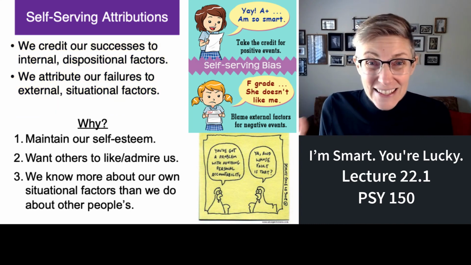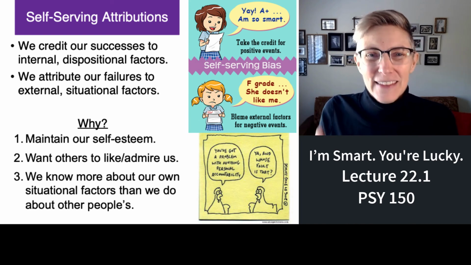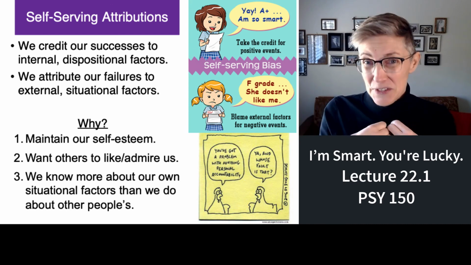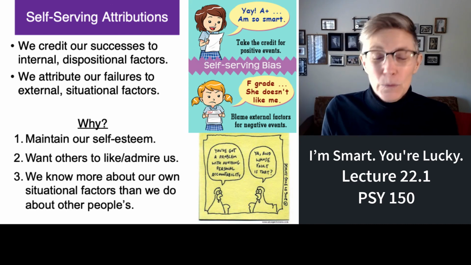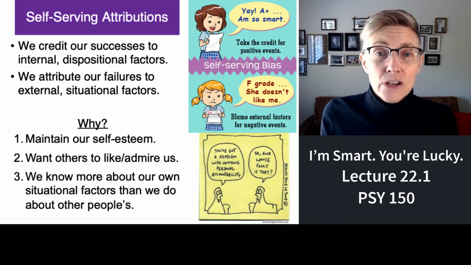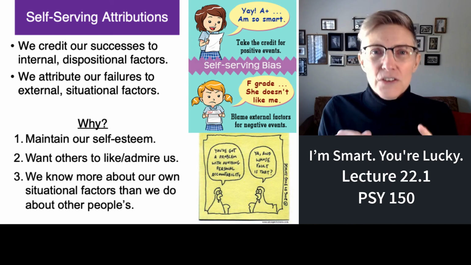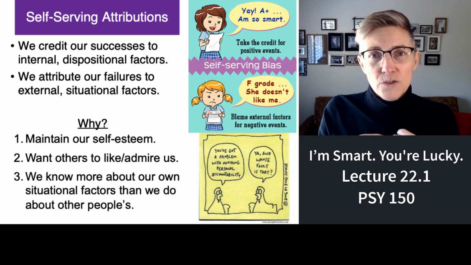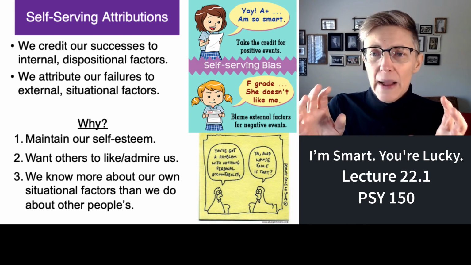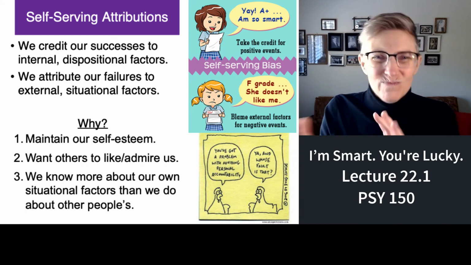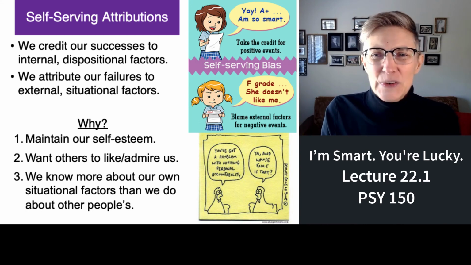Why do we do this? Why are we so biased in this way? And you watch. Just hang out with your family and watch how they make attributions and whether the attributions are about themselves or the situation. Why do we do this? Why are we so biased? Well, it makes us feel good. It maintains our self-esteem. But it's also the case that I know more about my own situations than I know about other people's situations. And so that might be part of the reason too.